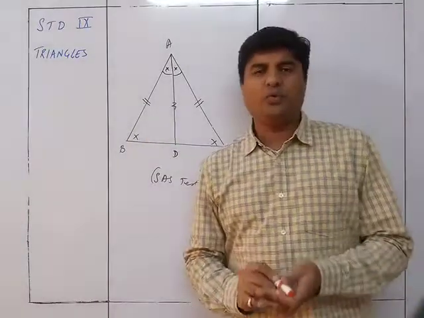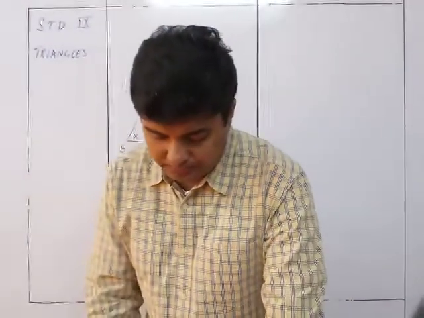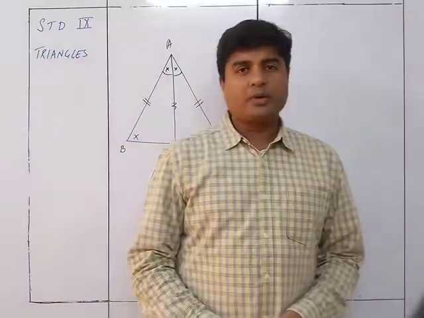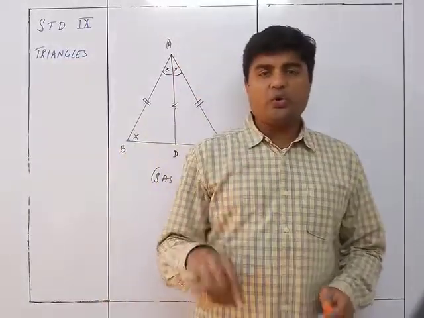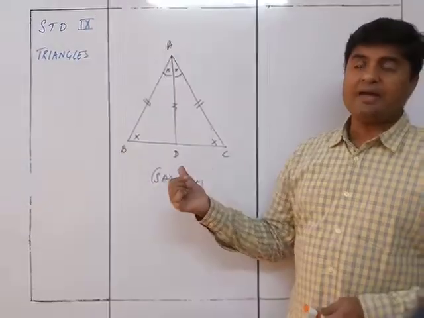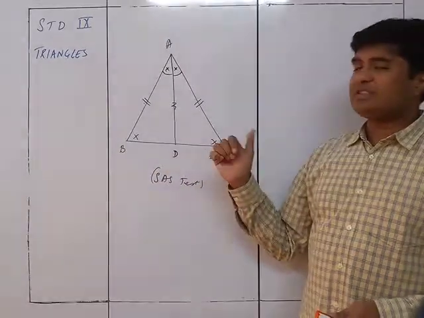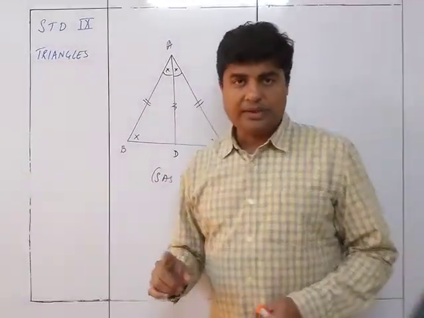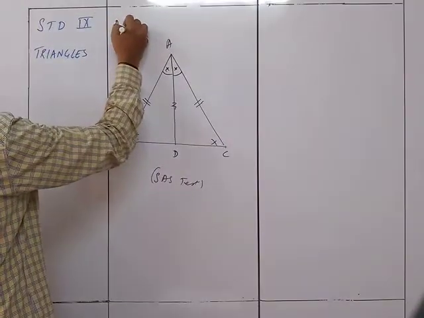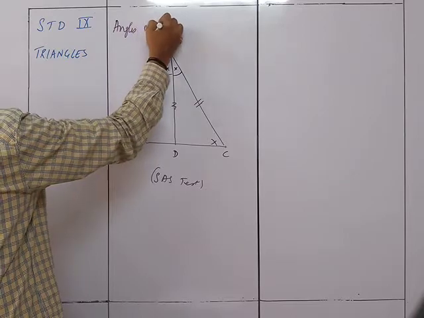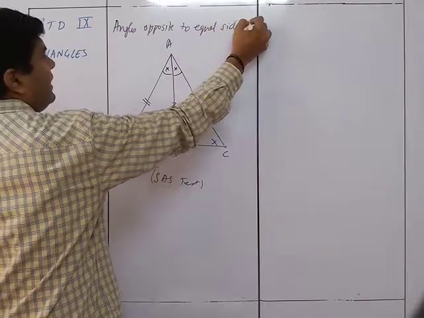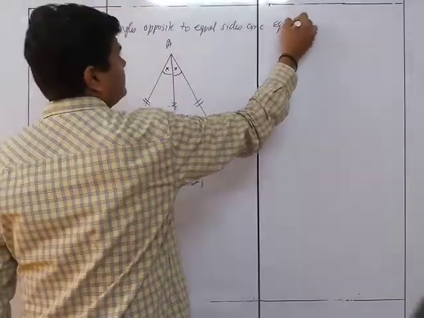Now see, up till now you used to use the property of isosceles triangles as base angles of isosceles triangles are equal. That is a property. But now you are not going to use it as a property. You are going to use it as a proof over here that angles opposite to equal sides are equal. Okay, this is what you are going to use now.